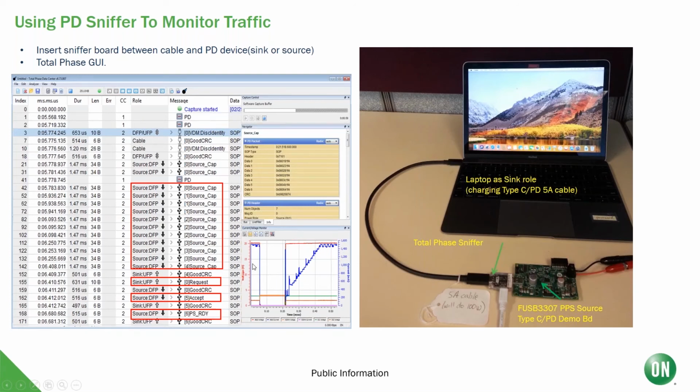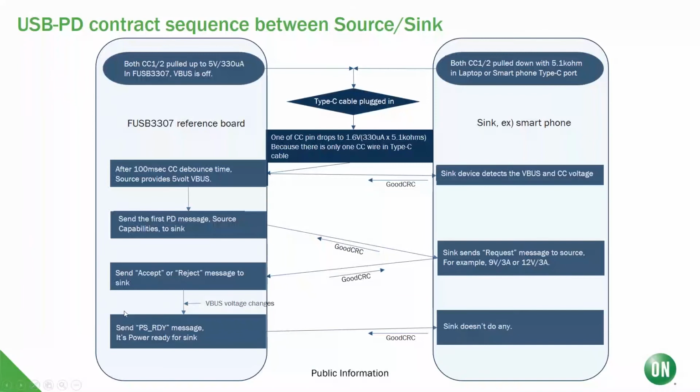So from the Sniffer GUI, there is a source caps and a request, like all these PD traffics. This is a simple USB PD contract. The left one is the reference board side operation. The right one is the sink device operations.